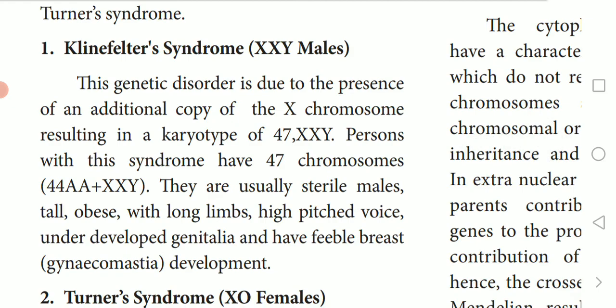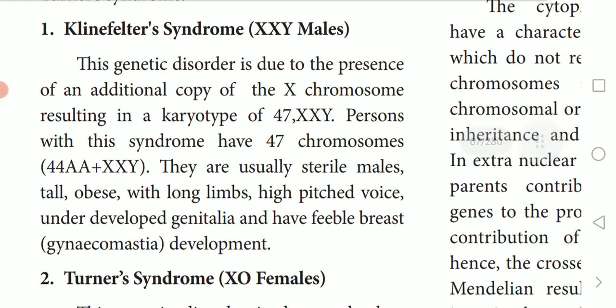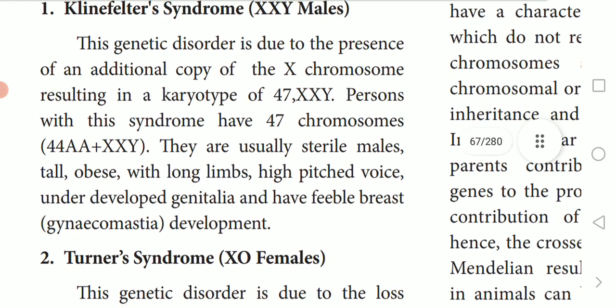Klinefelter syndrome, that is XXY, occurs in males. This genetic disorder is due to the presence of an additional copy of the X chromosome, resulting in a karyotype of 47 chromosomes. Normally there are only 46 chromosomes, but a person affected by Klinefelter syndrome may have one extra X chromosome, so totally 47 chromosomes will be there.